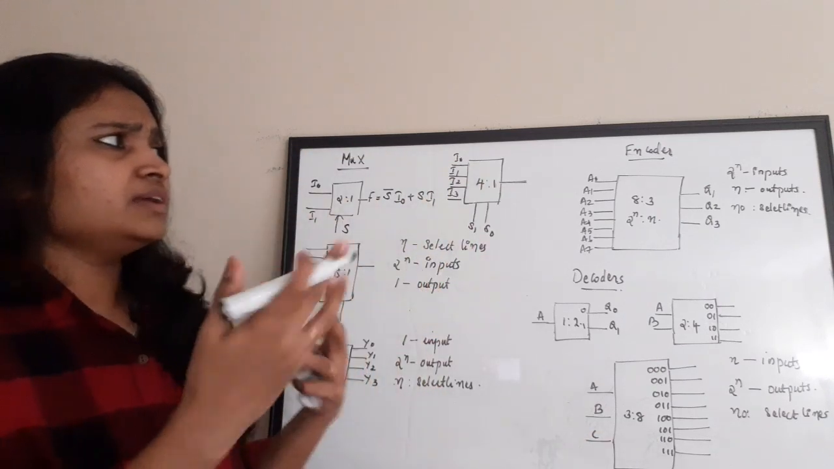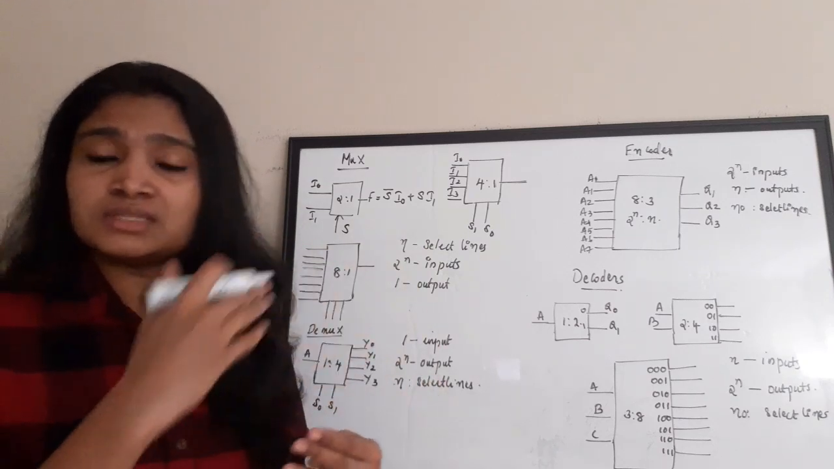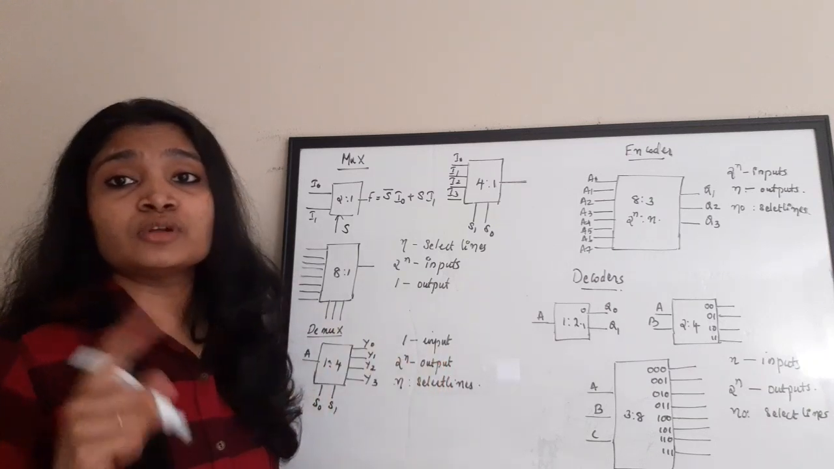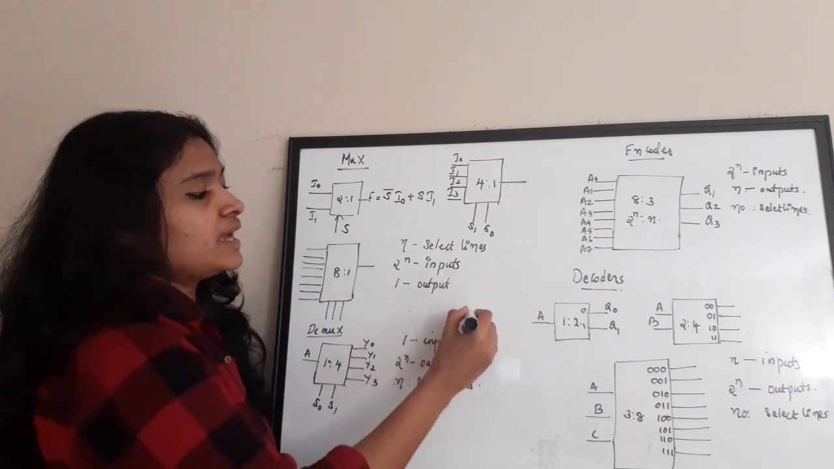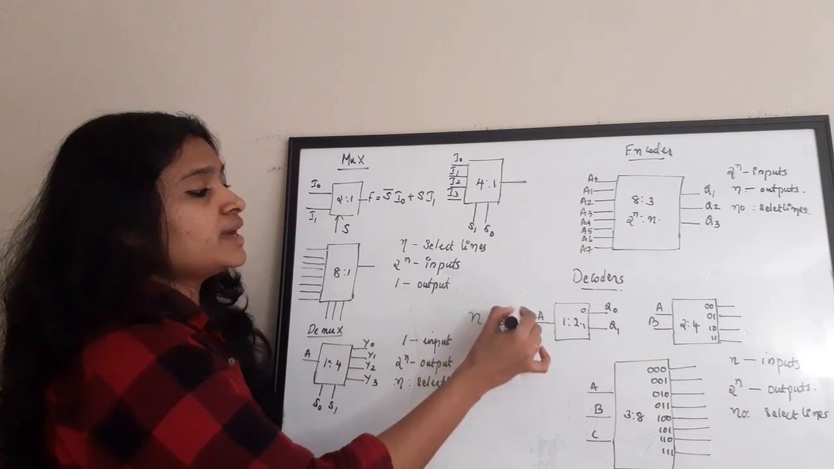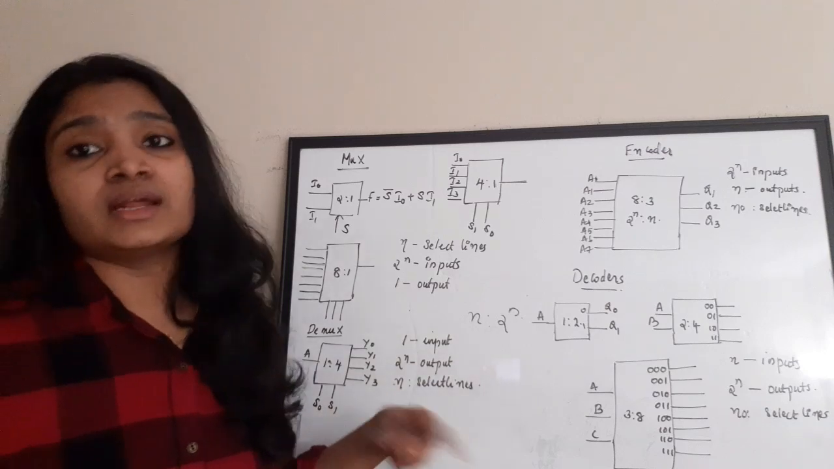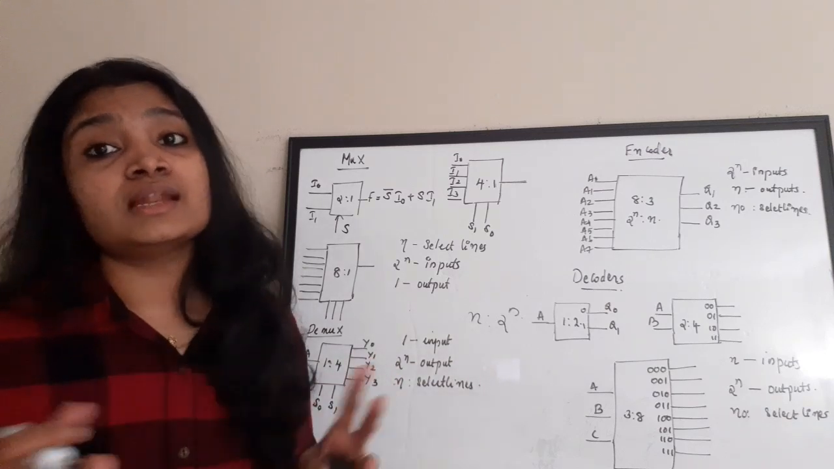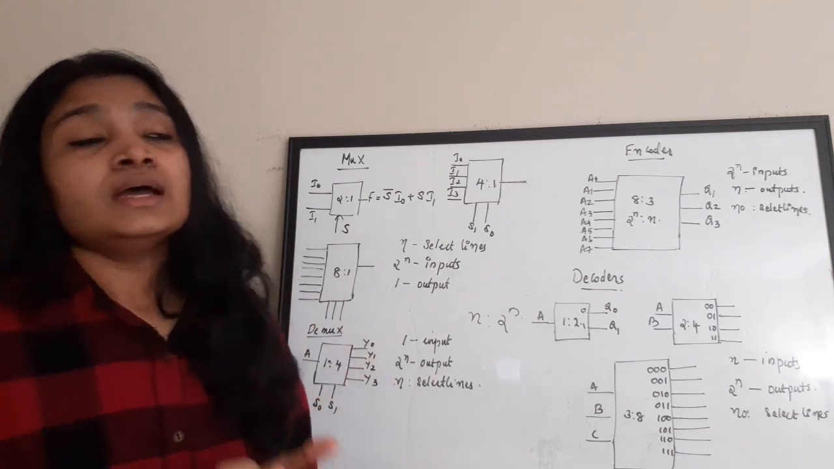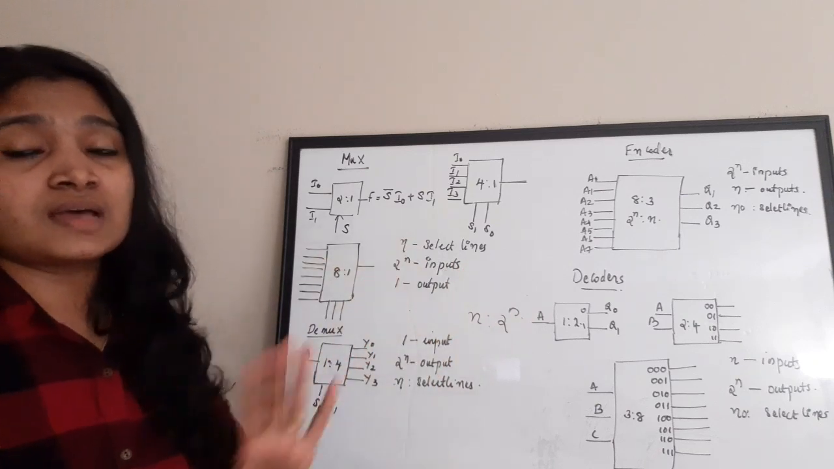Similarly, in communication also, we know that encoding's opposite is decoding. So here, how many inputs and how many outputs? If there are n inputs, there will be 2 raised to n output lines. This is the case for a decoder. Encoders and decoders don't have any select lines. This is another trick to identify the circuit, whether it is a mux, demux, encoder or decoder. Encoders and decoders don't have select lines, whereas mux and demux have select lines.